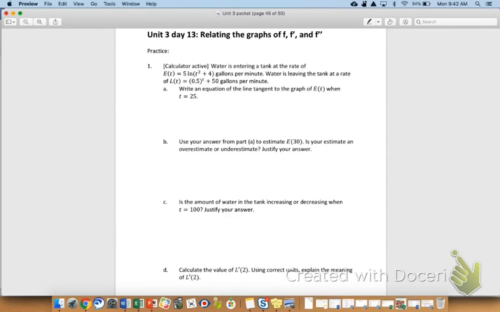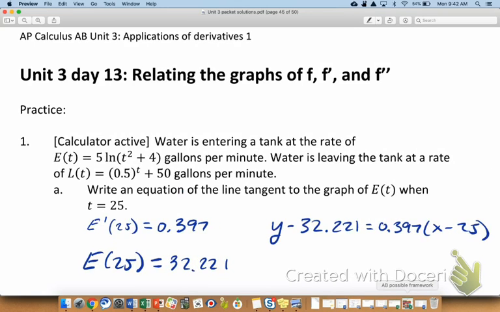So Jackson, we're doing Unit 3, Day 13. We're going to just do the first example, and I'll make a video for the second example for later on. Okay, so here are the answers. Here's an answer for A.